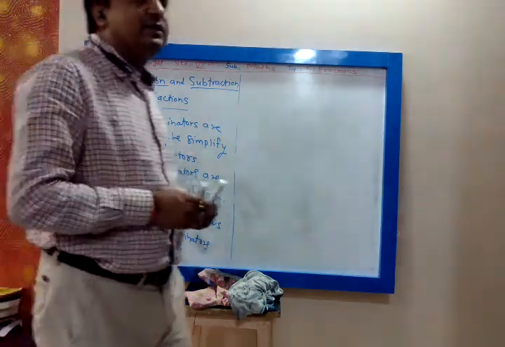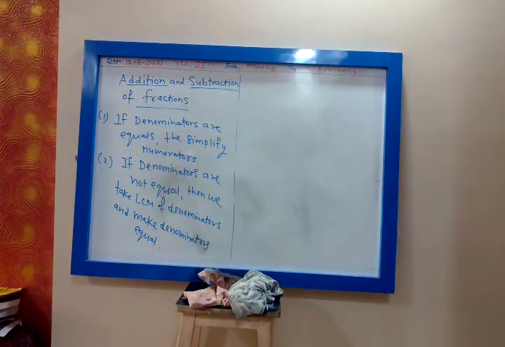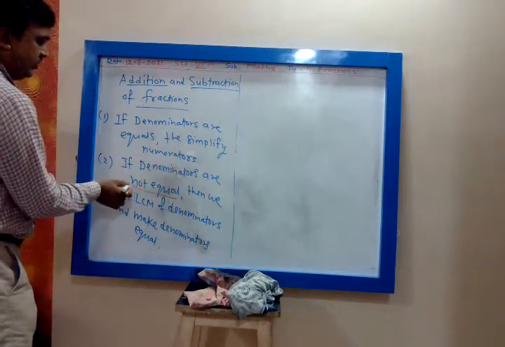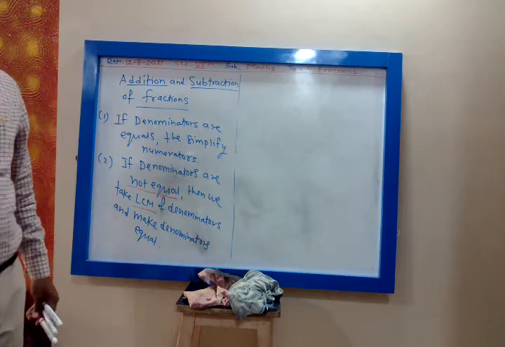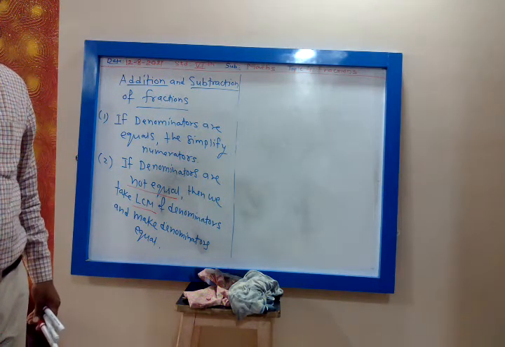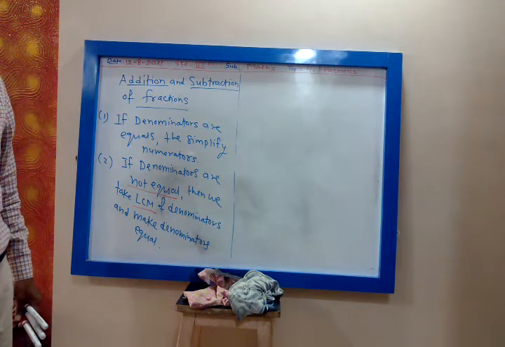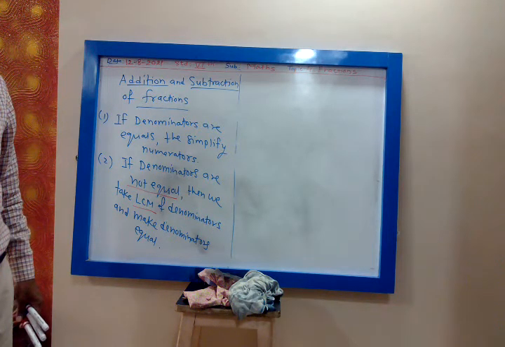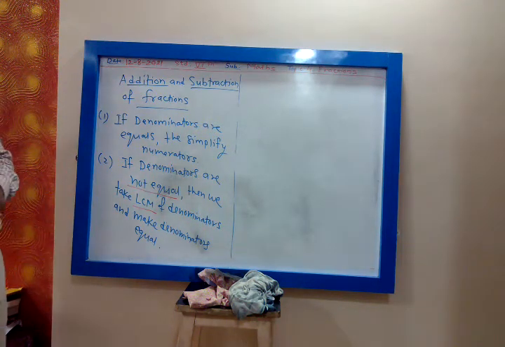So in addition and subtraction, if denominators are equal, we simplify numerator. But if denominators are not equal, then we take LCM of denominators and simplify. First point, if denominators are equal, we simplify numerator. Second point, if denominators are not equal, we take LCM of denominators and make denominators equal.